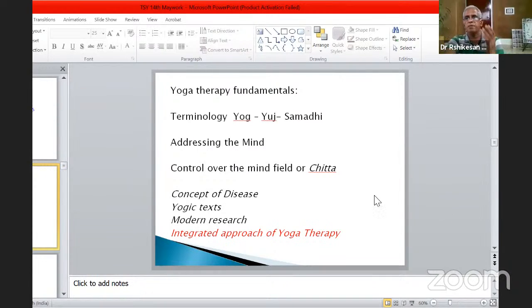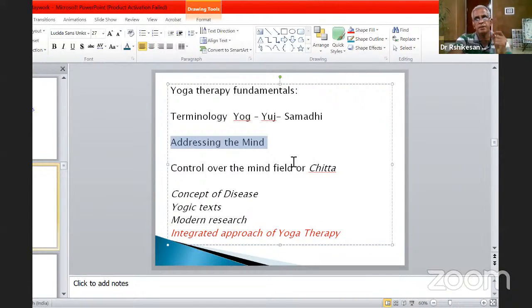In modern science, when we say brain or mind, what do we mean? Mind is brain, it is a material level, the brain, spinal column, nervous system. But even in that case, how are you addressing, how are you making the changes? From the voluntary to the involuntary, we are making the changes. So addressing the mind is one of the major things.